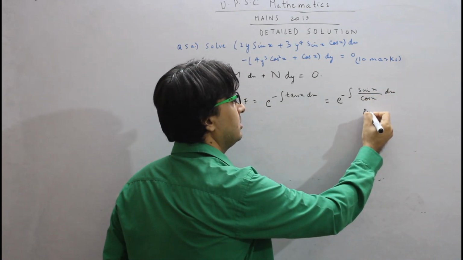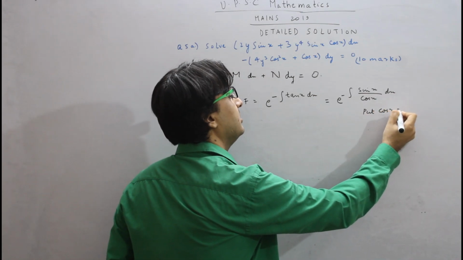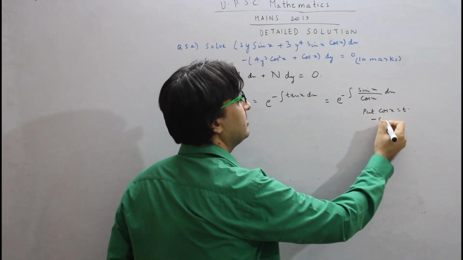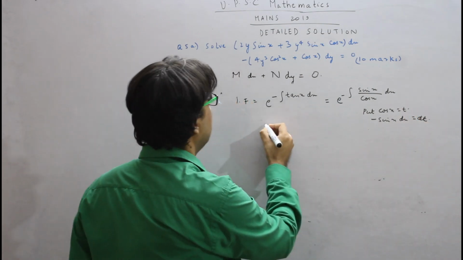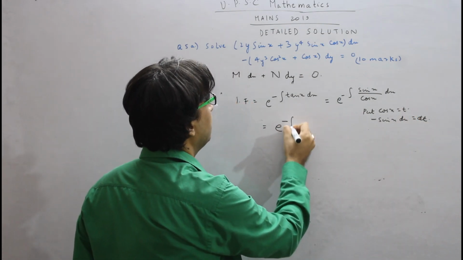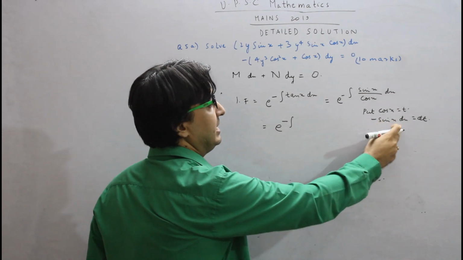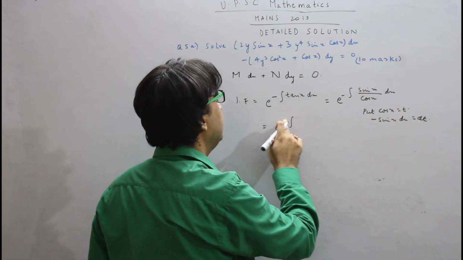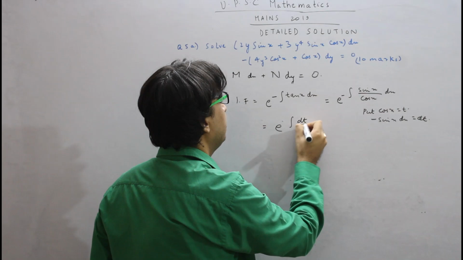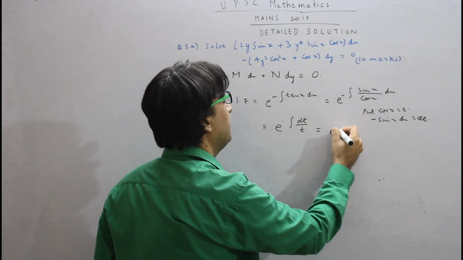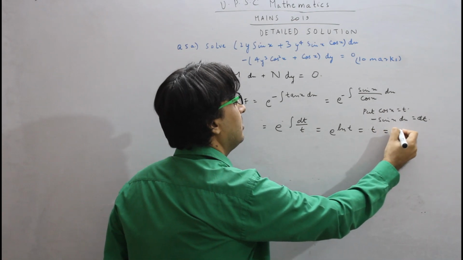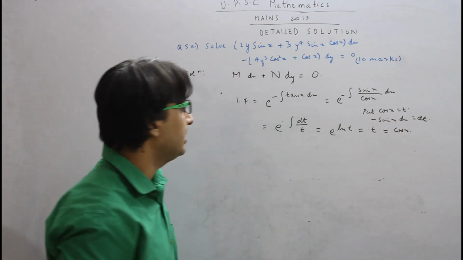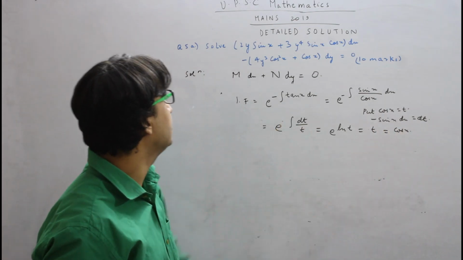If we put cos x equal to t, we get minus sin x dx equal to dt. So we get e to the power integral of dt divided by t. So this is equal to e to the power ln t. So we can write this as t, and t is our cos x. So we have got our integrating factor as cos x.